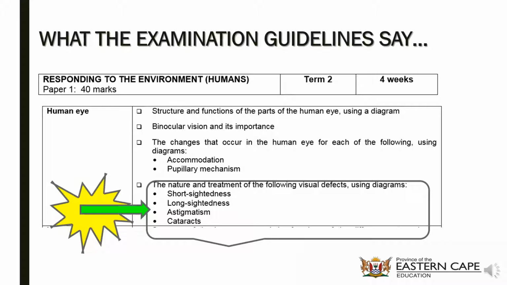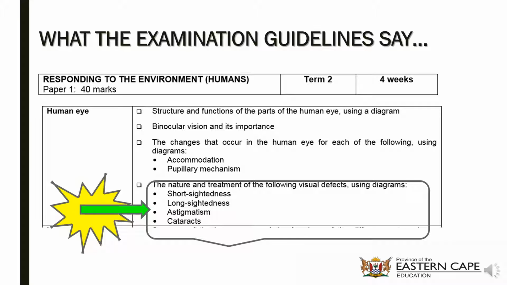And when you look at the human eye, you have already looked at the structure of the human eye in the previous lessons. You also looked at accommodation and pupillary mechanisms just yesterday. And today we are particularly interested in looking at the nature and the treatment of what we term visual defects.